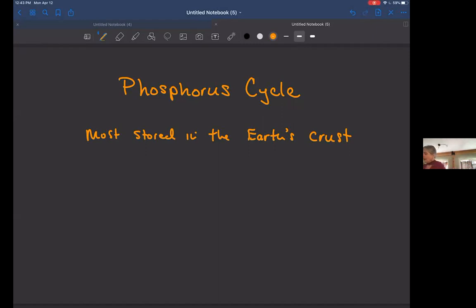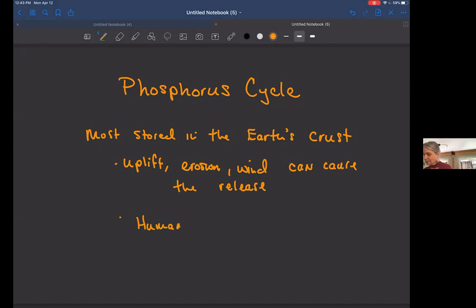So in terms of natural processes, we have uplifting, and then wind and erosion also release the phosphorus into different areas so it can be used. So uplift, erosion, wind can cause the release. Okay. We can also, humans can mine phosphorus.